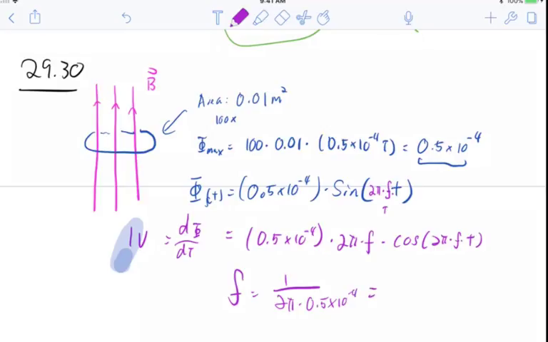Let's use a calculator to calculate that. Sorry, I'm sick. I realize I keep sniffling subconsciously. 3,183 cycles per second. That's a lot of cycles a second. Let me Google how fast hummingbird wings beat. Okay, little hummingbirds, their wings beat 80 times per second.